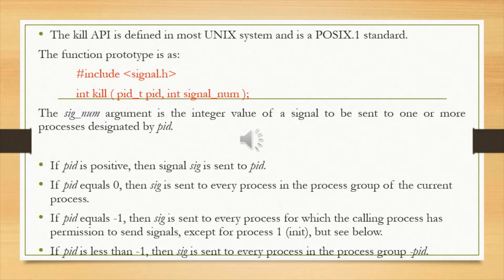If PID is less than -1, then the signal SIG is sent to every process in the process group whose ID is the absolute value of PID. Like that, this function is performed and then produces different values based on what type of result is returned from the corresponding kill function.